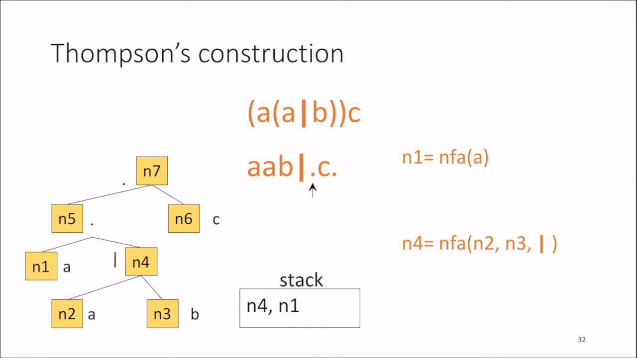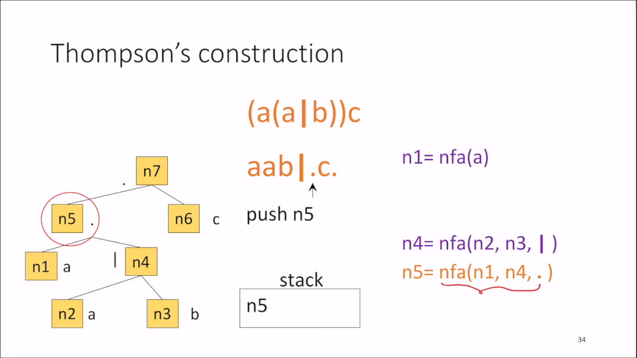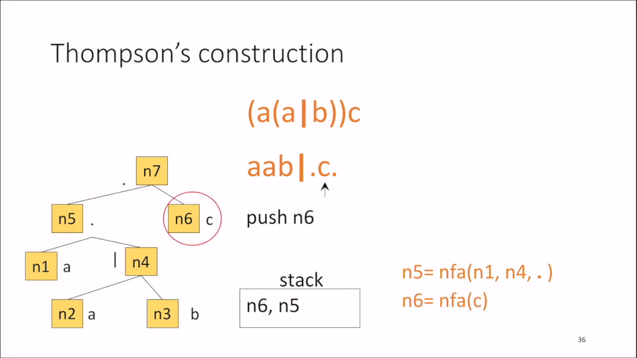The next operator is concatenation. Concatenation also takes 2 arguments, and the 2 arguments that it needs are on the stack. So it pops out N4 and N1, and then combines them using the concatenation rule. This is the Thompson rule that applies concatenation to N1 and N4 and creates a new NFA N5, which then gets pushed onto the stack. So the top of the stack is N5 now. And then the next step is to read the C. This is, again, a simple NFA just for the symbol C. It gets pushed onto the stack as well.